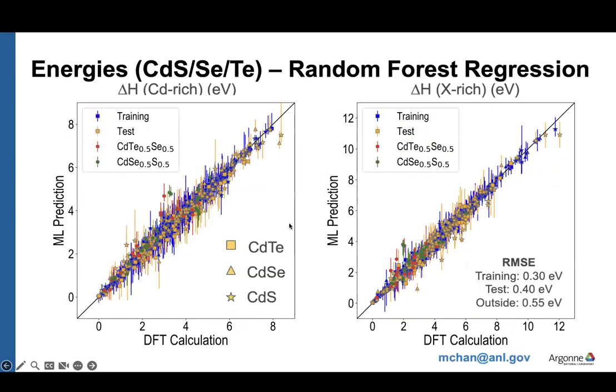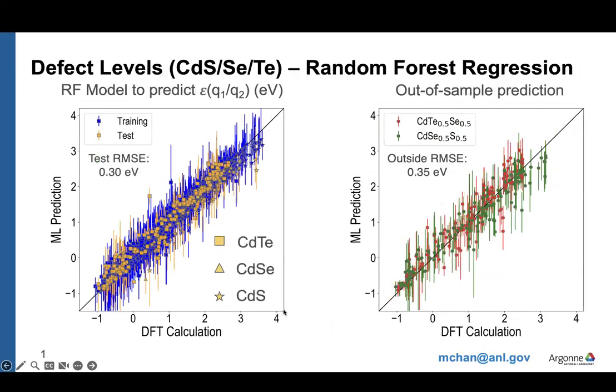So here are some results. Again, some parity plots, machine learning prediction versus DFT calculations for formation energies and for defect levels. Some of the things to point out is that in some ML models, you can actually output an uncertainty. And that's very helpful. That tells you how sure you are of your answer, and we should use that information.